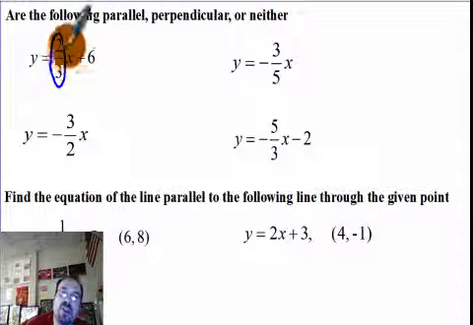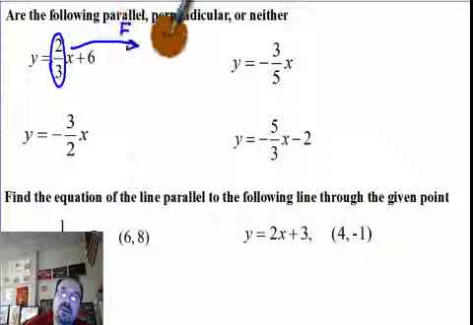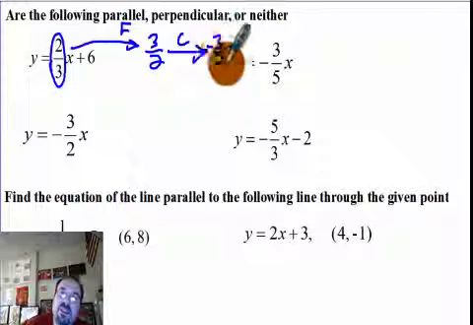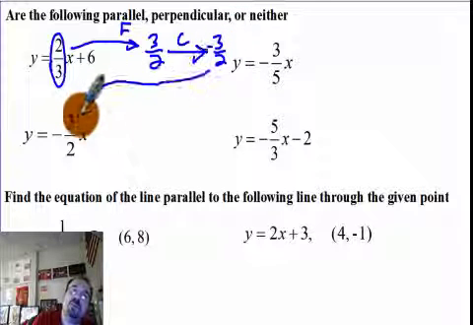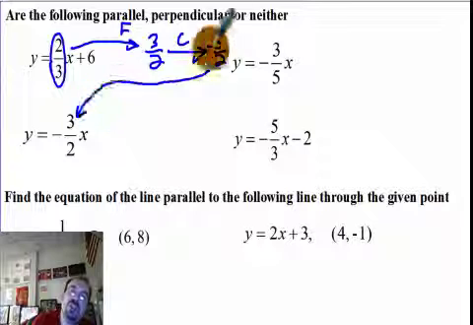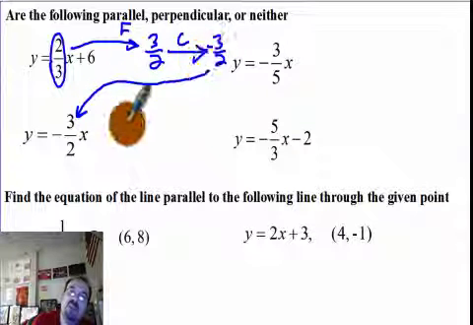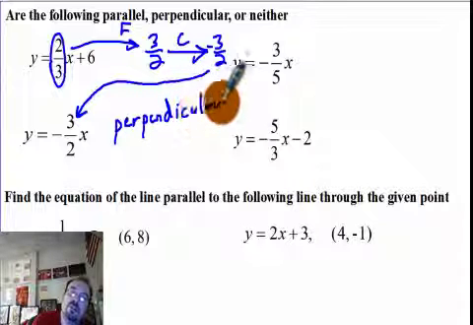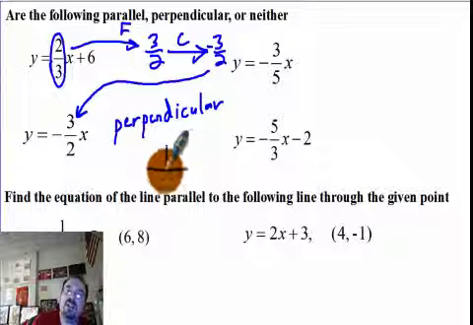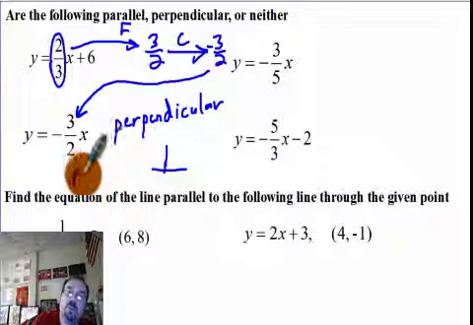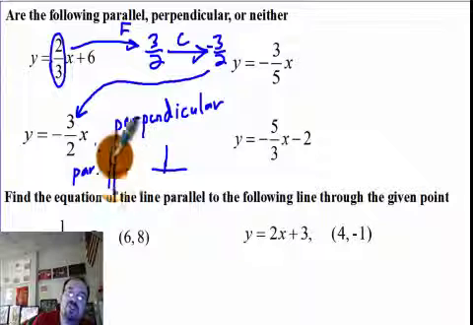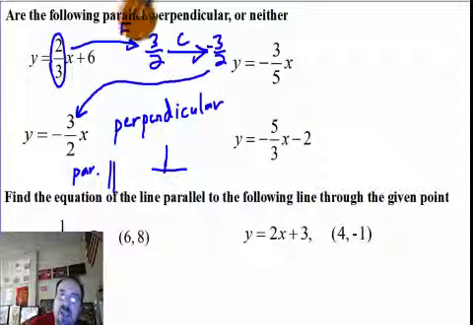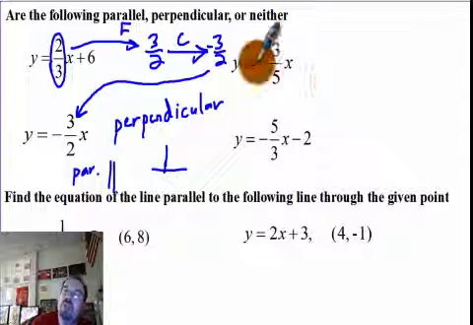I start out with the first slope, and if I flip it, I get 3/2. And if I change the sign, I get -3/2. And if you compare that to the slope in the second equation, that's what you have. You have -3/2. So these are perpendicular. Okay. By the way, the symbol for perpendicular is that, and the symbol for parallel, in case you were wondering, is two long lines. It almost looks like an 11. Okay, in fact, the symbol for parallel is kind of hidden in the word parallel. There it is. Okay, so anyhow, let's look at the next one.